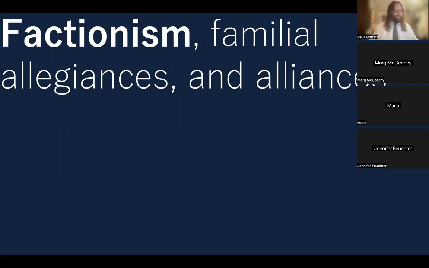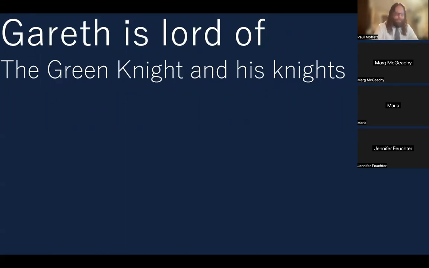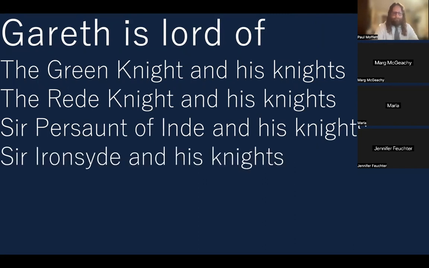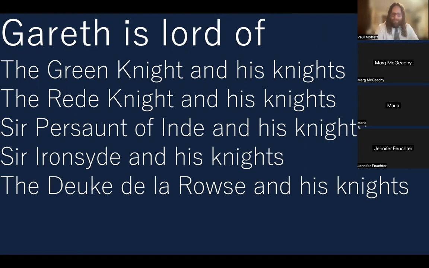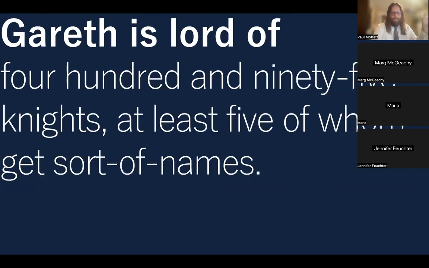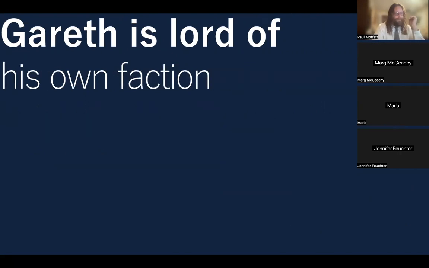And by the end of his story, Gareth is the lord of the Green Knight and all his knights, the Red Knight and his knights, the Perseant of Ind and his knights, Sir Ironside and his knights, the Duke de la Rowse and his knights. There are numbers of knights listed, which means that Gareth is lord of at least 495 knights, at least five of which get sort of names. The Green Knight and the Red Knight aren't exactly names, but we know five of their names. That is, he is lord of his own faction. At this point, he is no longer dependent on Gawain for his identity.